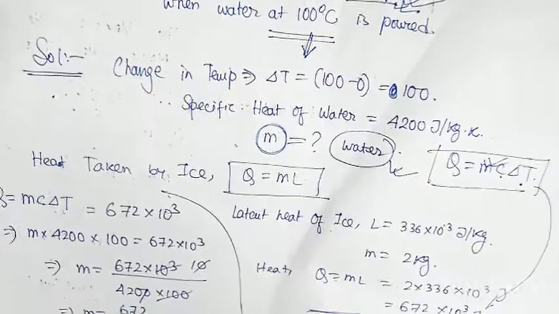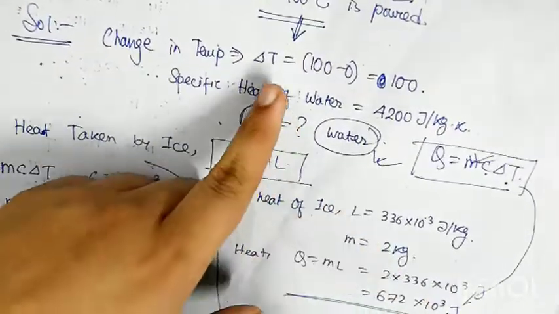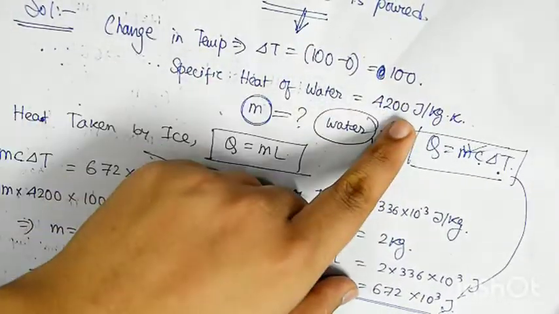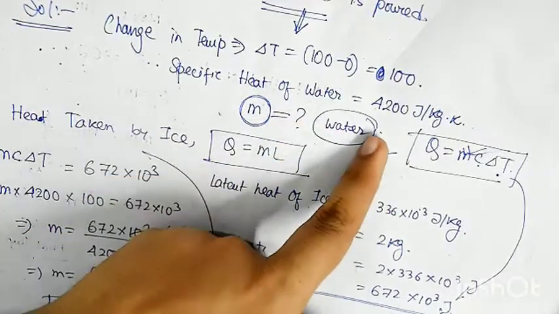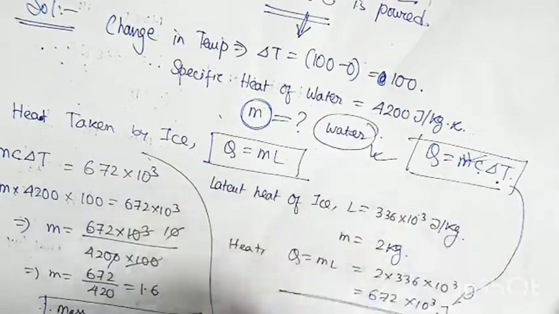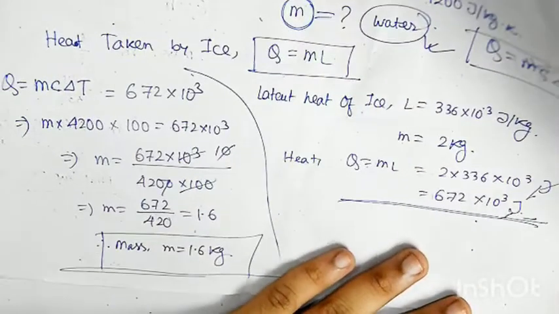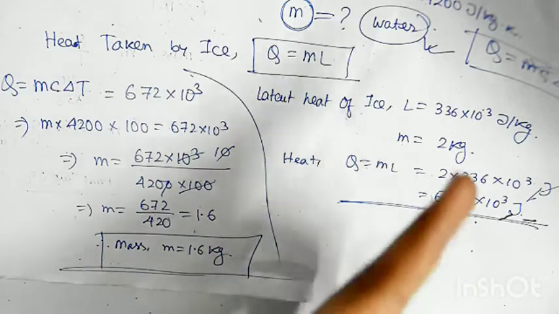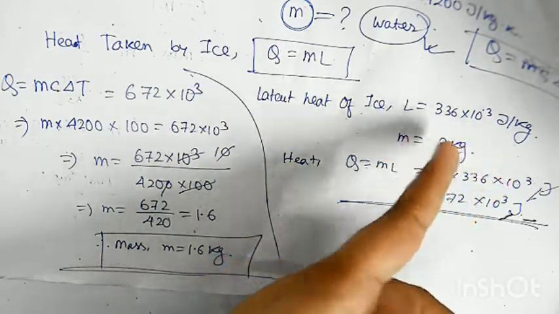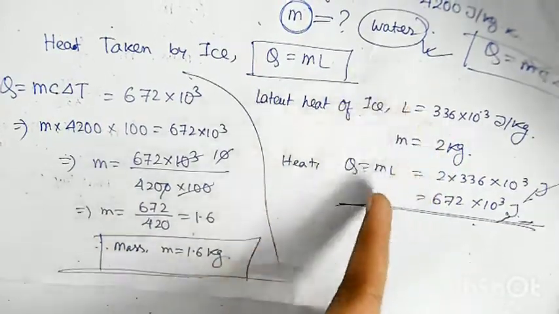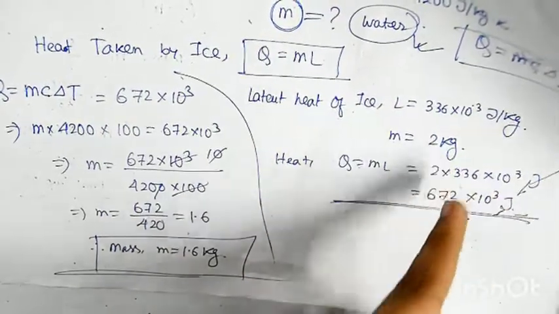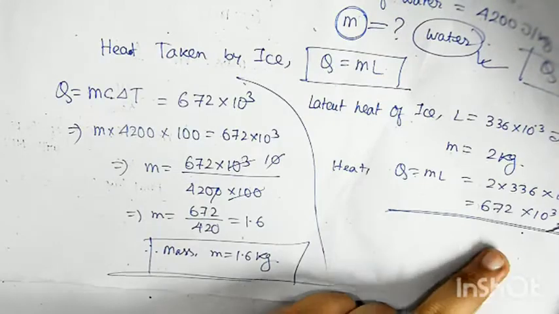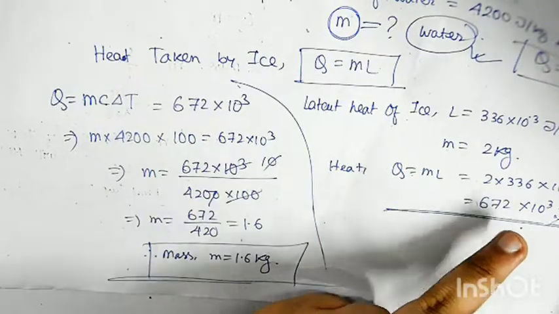Solution. See, for water, what is the change in temperature? 100 to 0, so delta T is 100. Specific heat of water is 4200. I have to calculate how much mass of water must be used. Q equals to mc delta T. Now heat taken by ice, Q equals to mL. So how much heat will the 2 kg of ice take to melt down? Easily, L is given in joule per kg, mass 2 kg, just multiply it. Q equals to m into L. 336 into 10 to the power 3 into 2, 672 into 10 to the power 3 joule. Clear? So this much amount of heat must be supplied by the water.